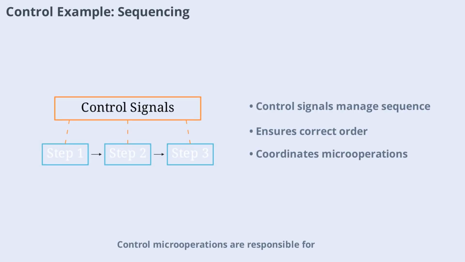Control microoperations are responsible for sequencing the execution of instructions. For example, when executing a multi-step instruction, control signals determine the order in which register transfer, arithmetic, and logic microoperations occur. This ensures that each step is completed before the next begins, maintaining the integrity of the operation.